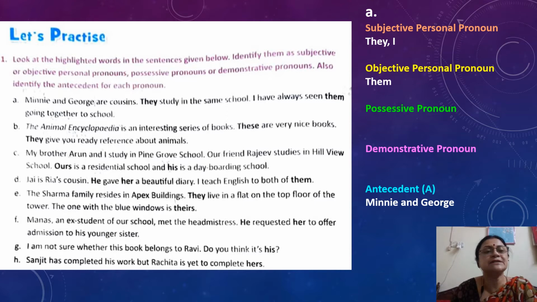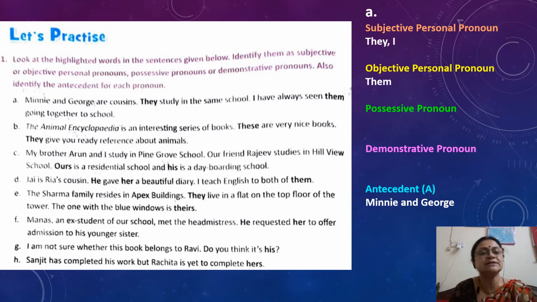The question is: look at the highlighted words in the sentences given below. Identify them as subjective and objective personal pronouns, possessive pronouns or demonstrative pronouns. Also identify the antecedent for each pronoun. Antecedent is the noun for which the pronoun is used. And we have already discussed personal pronouns, possessive and demonstrative pronouns. Just to recall once again, personal pronouns are of two types, subjective personal pronoun and objective personal pronoun.